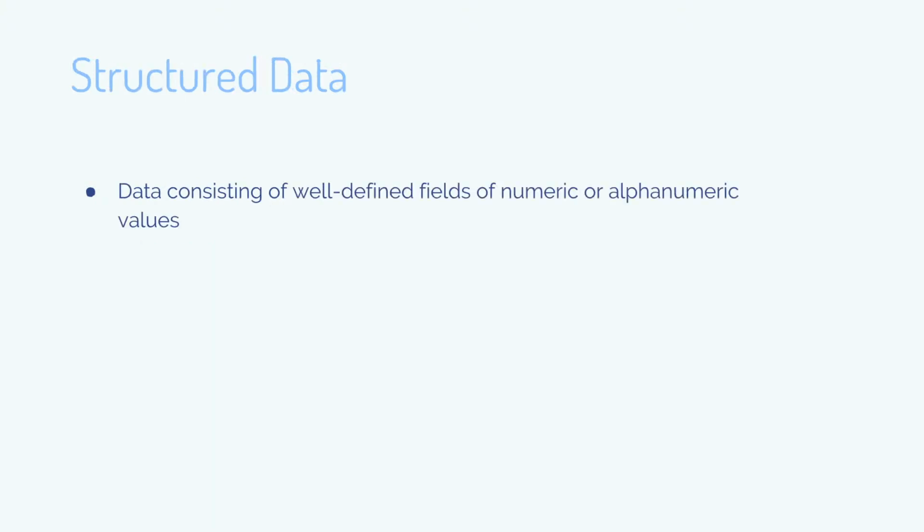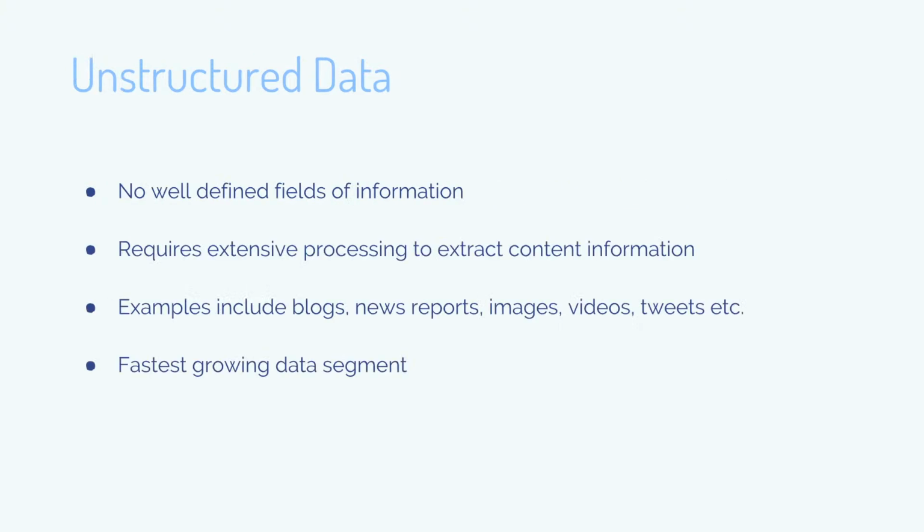Structured data is nothing but well defined fields of numeric or alphanumeric values. If you are taking any data from any source, online or offline, and the data is in a well defined manner with no problem, that is called structured data. If you have unknown columns or empty columns or null values, or there are no classes in your data, that is called unstructured data.